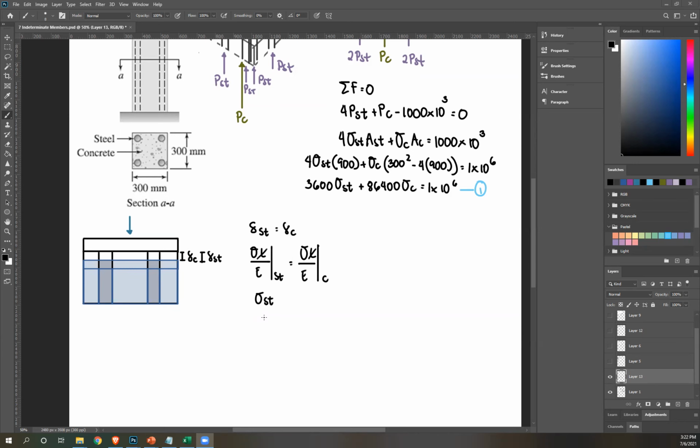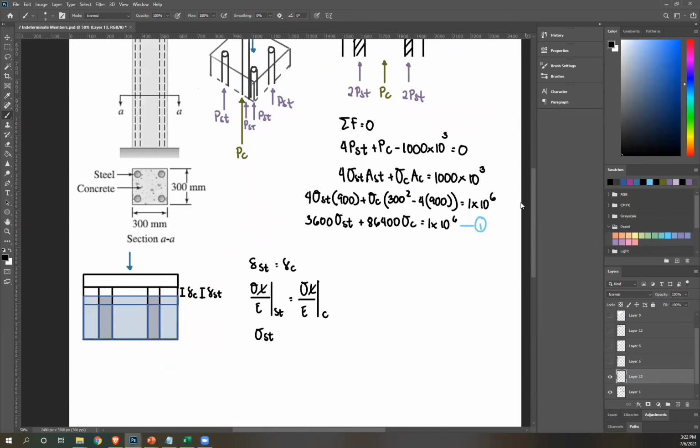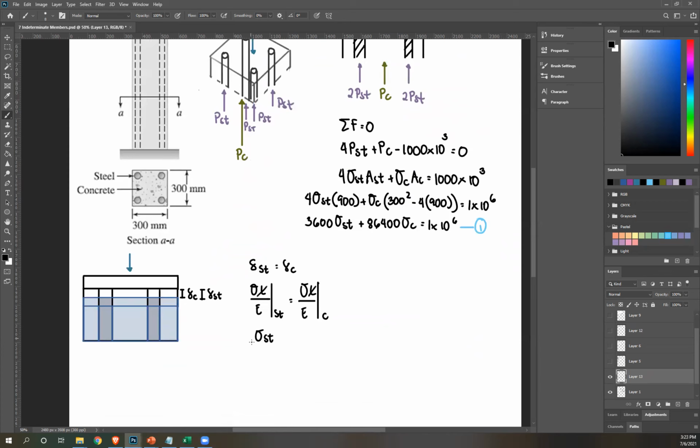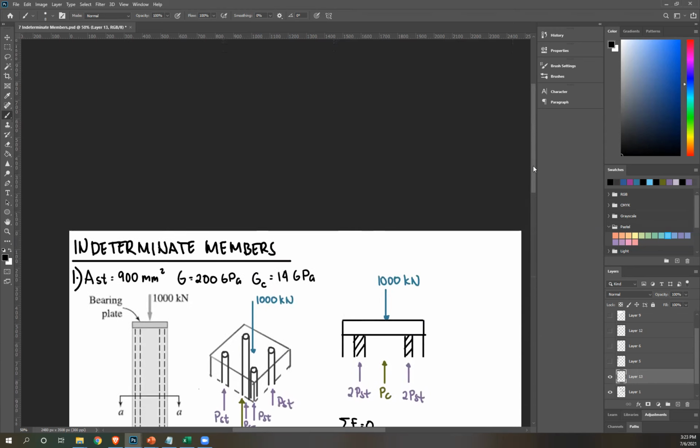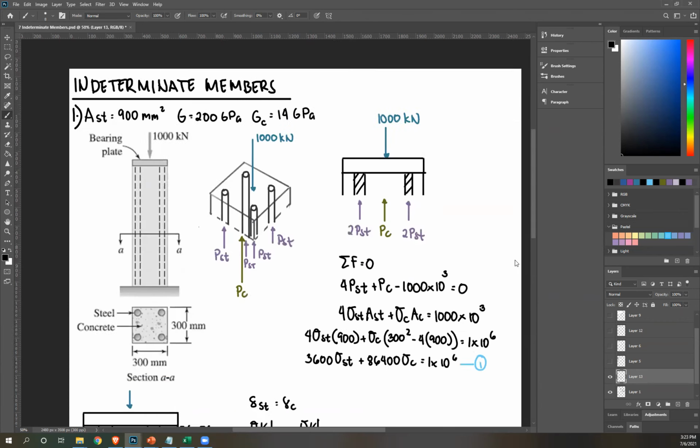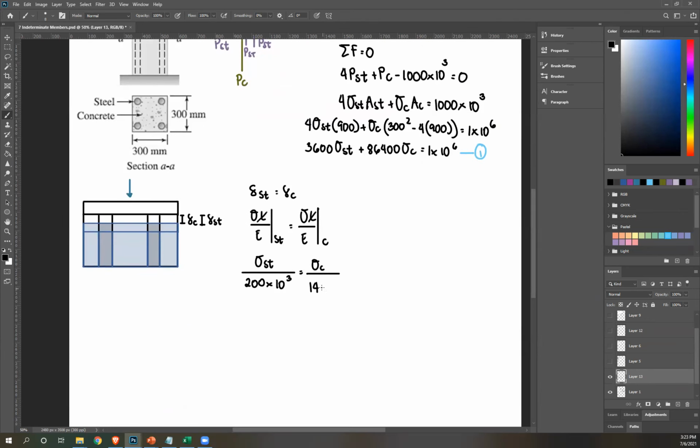Stress of steel over E. So E of steel we already know, or you should know, is 200 GPa. And then to convert GPa to MPa, that's just times 1000. So this becomes 200 times 10 raised to 3. Do the same thing for the other side. So equal sigma C over the modulus of elasticity of concrete, which is 14. Again, convert to MPa, so that's times 10 raised to 3. Move things around. You'll get 14 times 10 raised to 3 sigma ST, right?